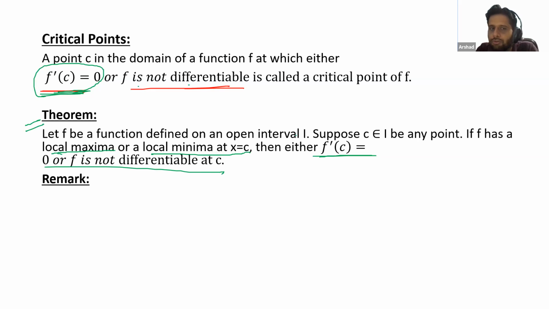I hope this is also clear to you. Just remember this: local maxima and minima exist at the critical point. And what is the critical point? Where the derivative is 0 or the function is not differentiable. So all of you, please raise your hands once it is done. Then we will check the next point.